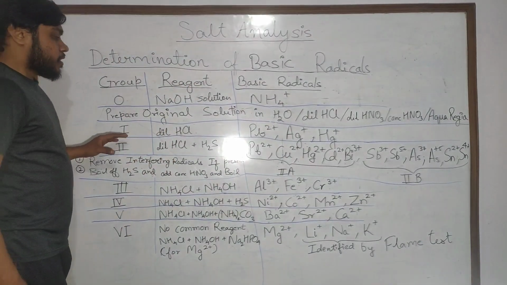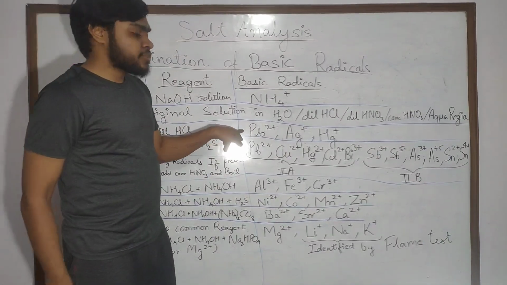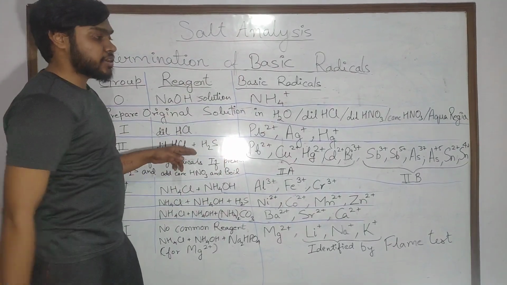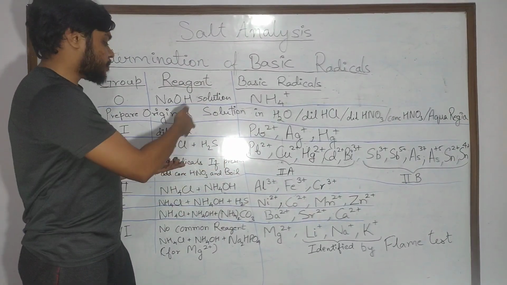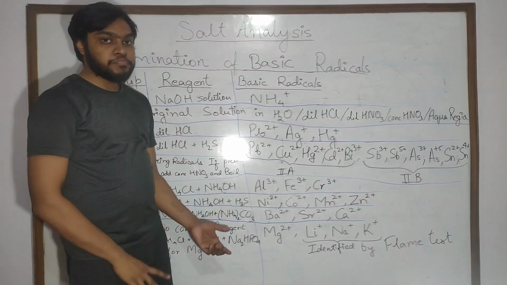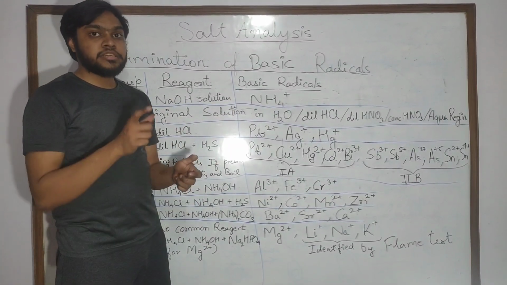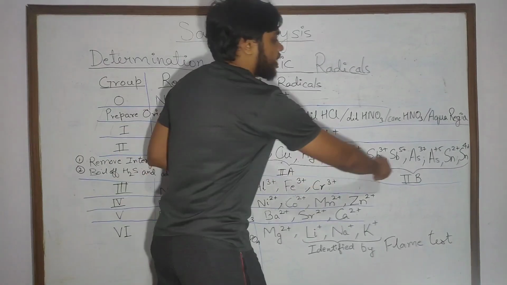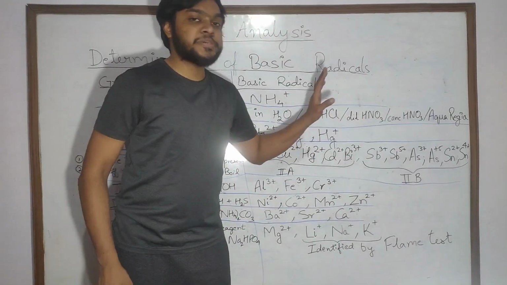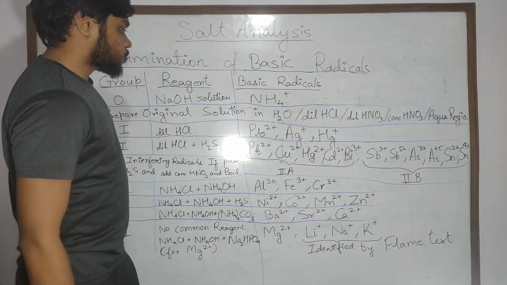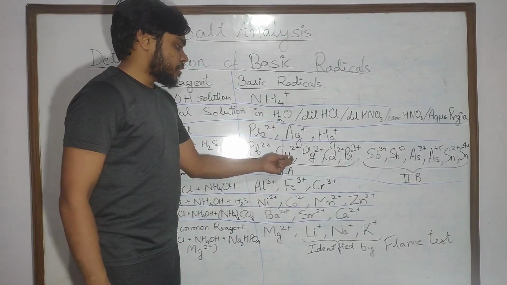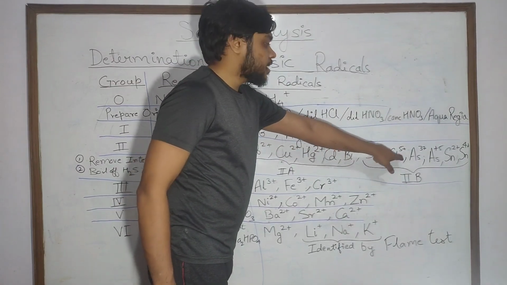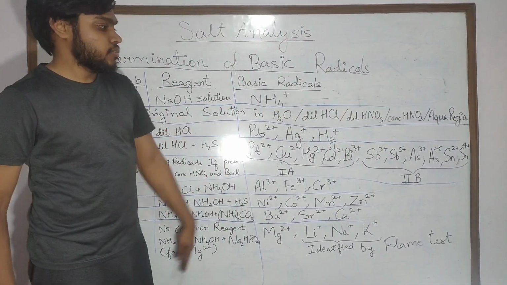Now we move to group 2. If something is precipitated in group 1, we filter that precipitate, take the filtrate and then pass H2S into it. If not, we don't filter it and directly pass H2S into it. In presence of dilute HCl, the concentration of sulfide ions is reduced due to the common ion effect to that extent that only sulfides of these radicals are precipitated. So what are these radicals? These are lead, copper, mercury 2+, cadmium 2+, bismuth 3+, antimony 3+ and 5+, arsenic 3+ and 5+, and tin 2+ and 4+.